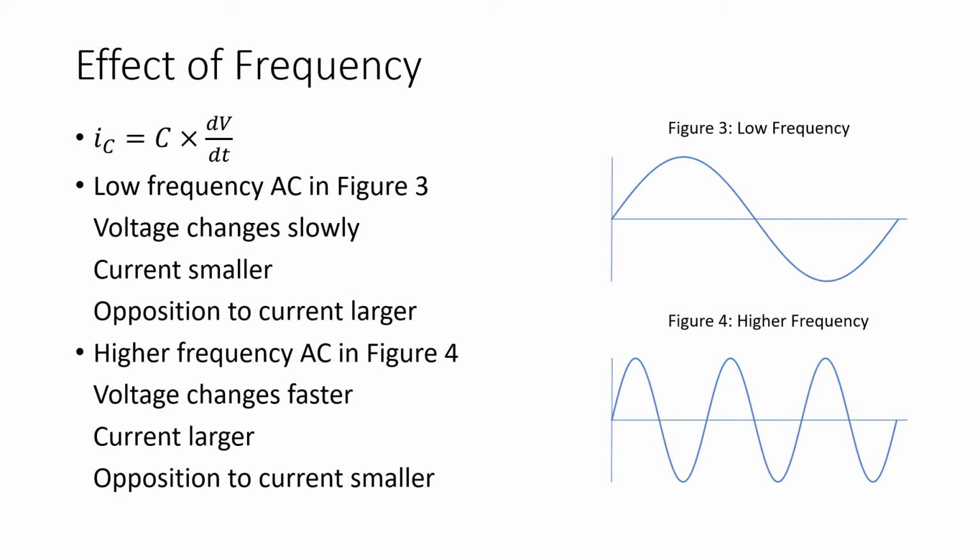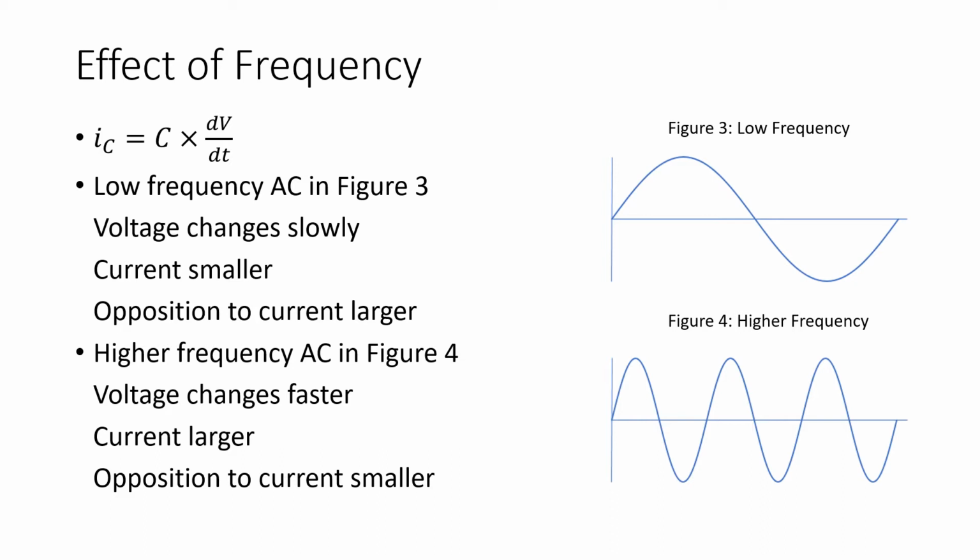Now, the equation given shows the current that flows to charge the capacitor, IC equals C times dV/dt. Now, Figure 3 shows us one cycle of an AC signal, and of course we'll define this as being a low frequency. And with a low frequency AC signal, the voltage changes slowly. Therefore, the current is smaller, and of course, if the current is smaller, the opposition to current is larger.